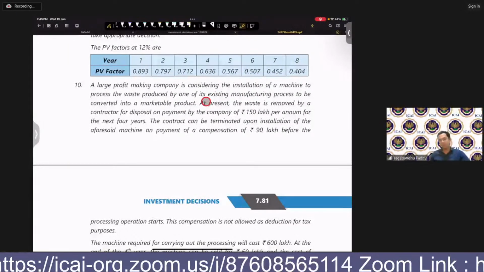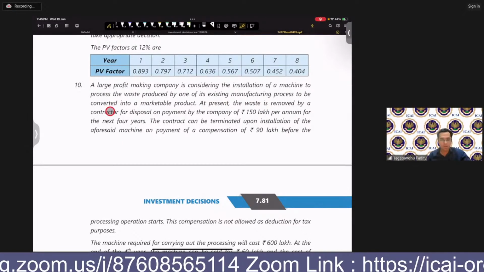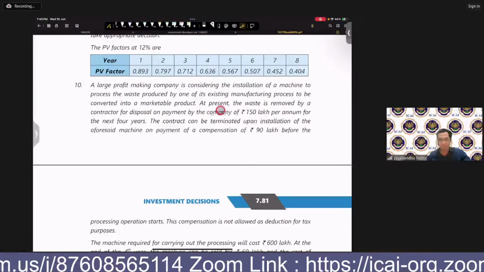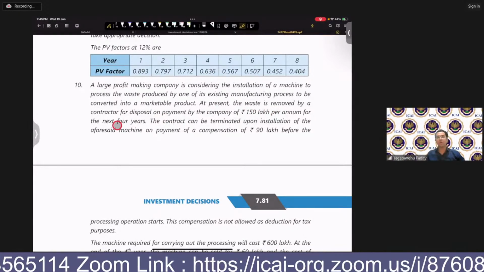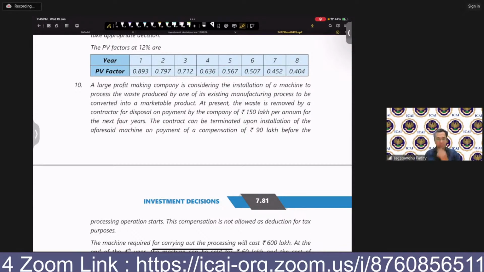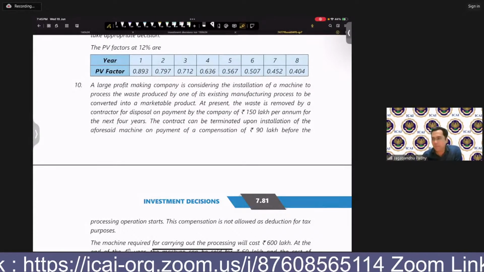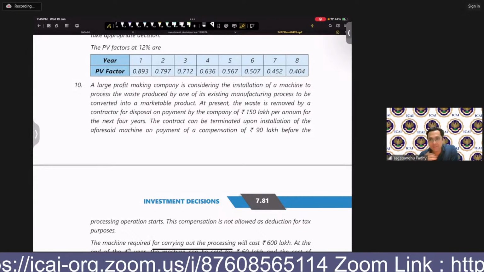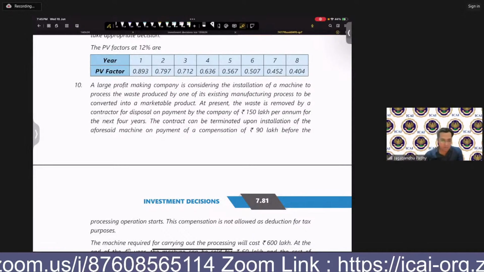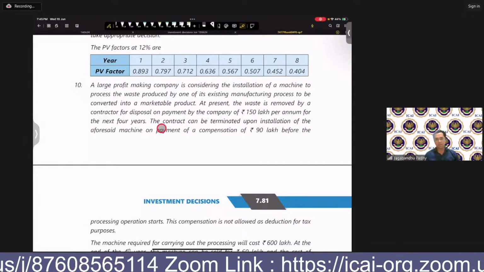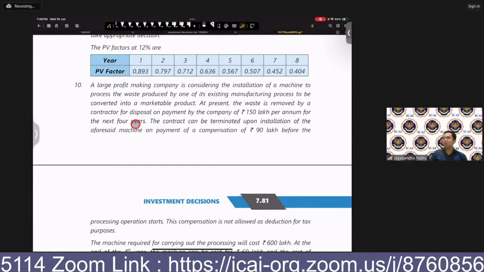Now, what's the situation as of now? As of now, the waste is removed by a contractor for disposal on payment by the company of 150 lakhs per annum for the next 4 years. So we already have a contract with another party, to whom we make a payment of 150 lakhs every year for the next 4 years. Now the contract can be terminated upon installation of the new machine. So I can install the new machine, and this contract gets cancelled.